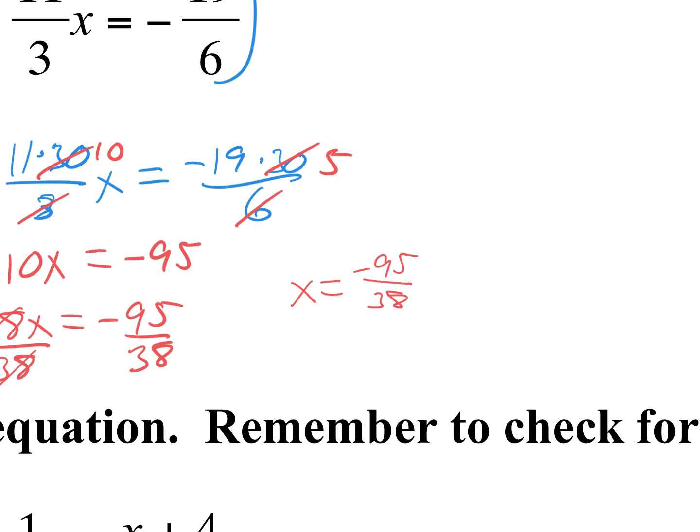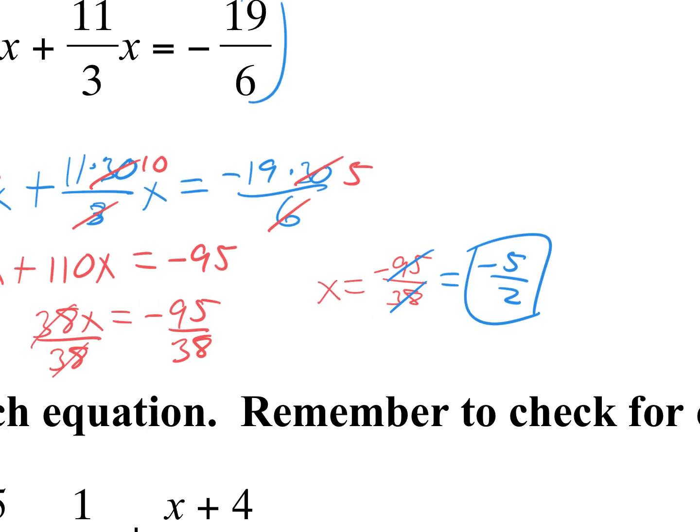Here it might not be super obvious, but you can check and verify that these numbers share a common factor of 19. So cross these out, divide them both by 19. You should get x equals negative 5 over 2. All right, this should be your answer.